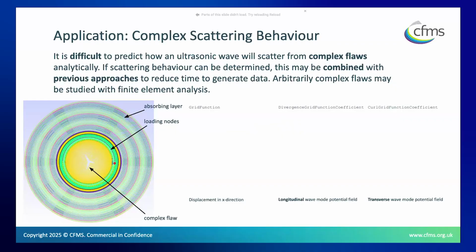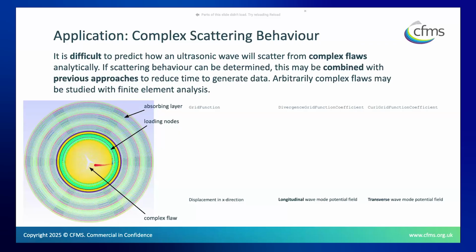Specifically, what we're aiming to do here is examine the mode conversion of the wave using the potential fields that we get from the built-in divergence and curl grid function coefficients to decompose into longitudinal or P waves and transverse or S waves, which we found works quite well for that purpose. What we want to do with this is combine this with the previous data generation methods to model flaws independently of the rest of the model, which would again rapidly improve the amount of data that we can generate from different kinds of flaws.